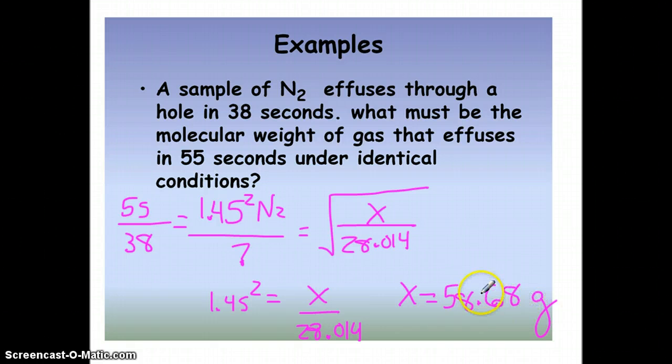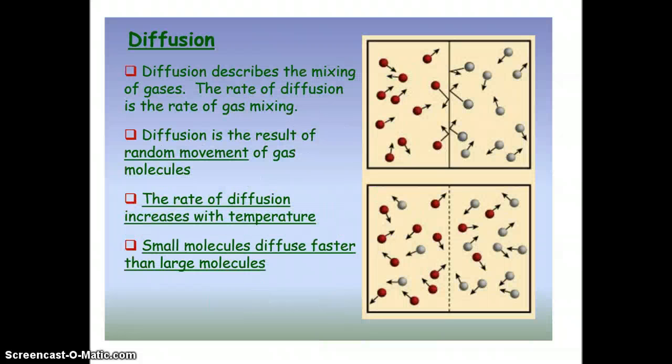Okay, now you have to say, does this make sense? We know that N2 goes through in 38 seconds and it weighs 28.014, and we know that in 55 seconds, a longer time, we can get the same amount of this second one, which is 58.68, so it is bigger. So that does make sense. A lot of using this problem is about reasoning through, and if your data doesn't make sense, you go, okay, I calculated something wrong, I need to go back and look again.